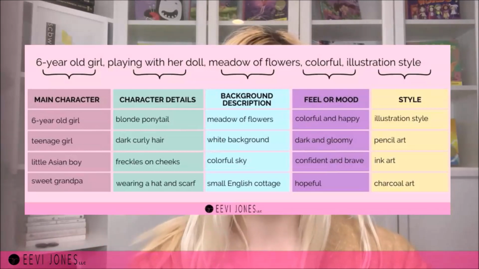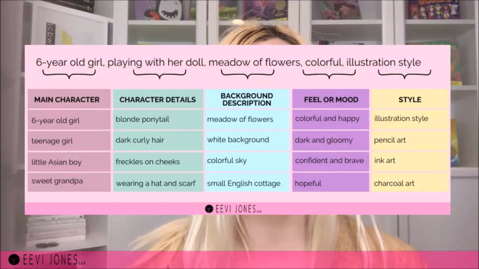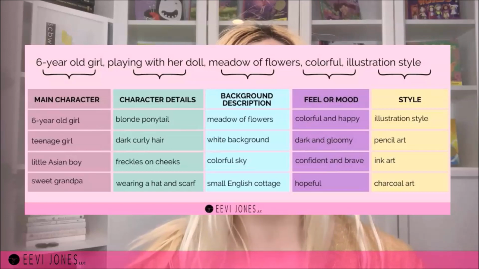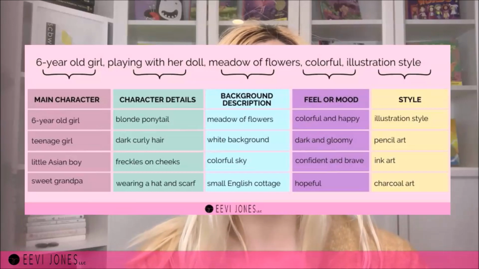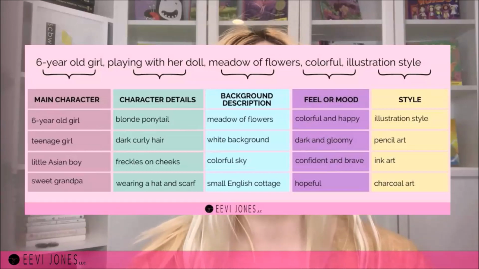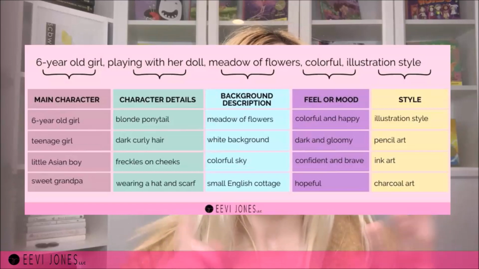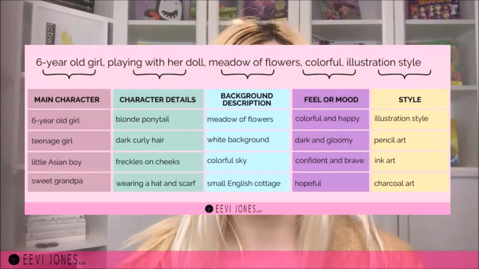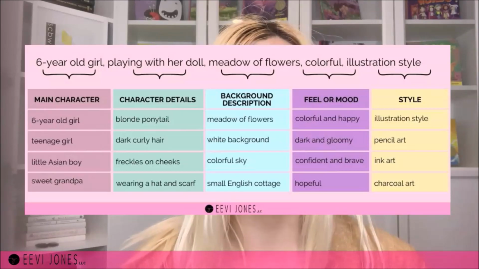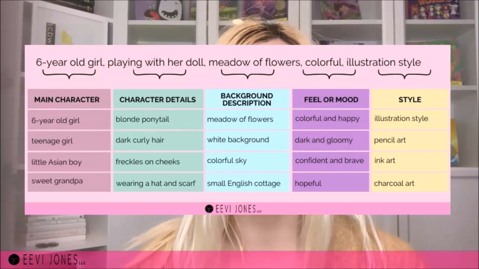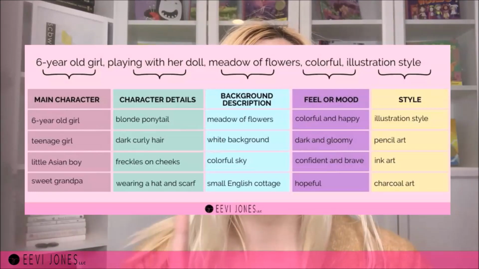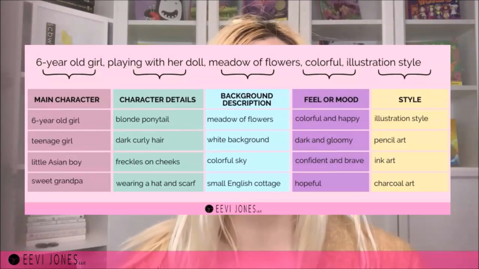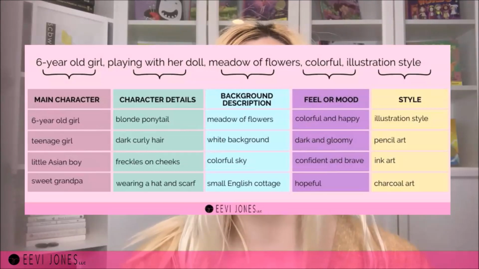The second category provided a bit more detail about the character. So here I had playing with her doll. Some other examples might be blonde ponytail, dark curly hair, or freckles on cheeks. The third category describes the background, surrounding or setting a bit more. Here I had a meadow of flowers, and some other examples would be a colorful sky, or more specific things like a small English cottage, or even a city name like New York City.